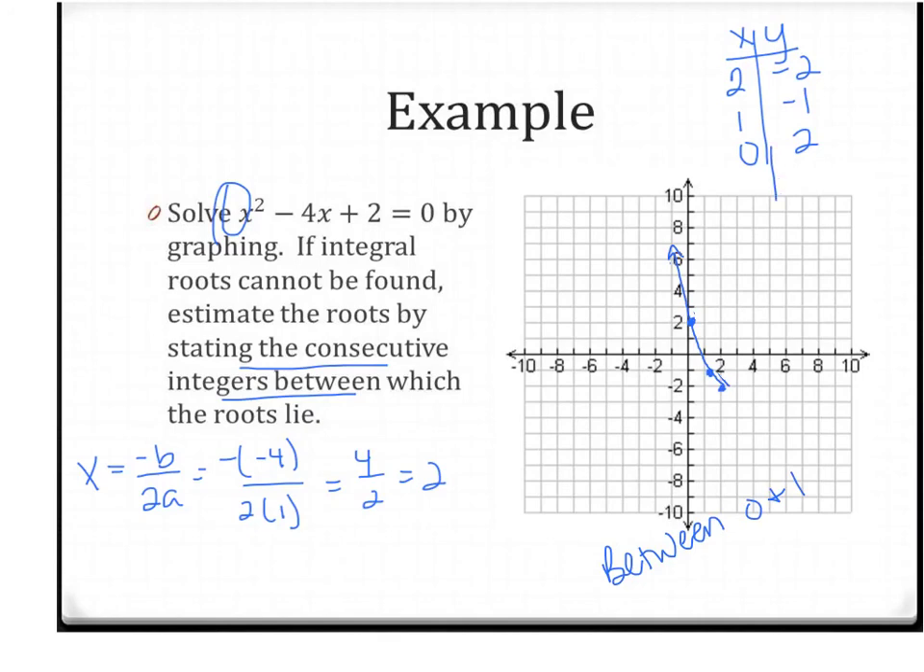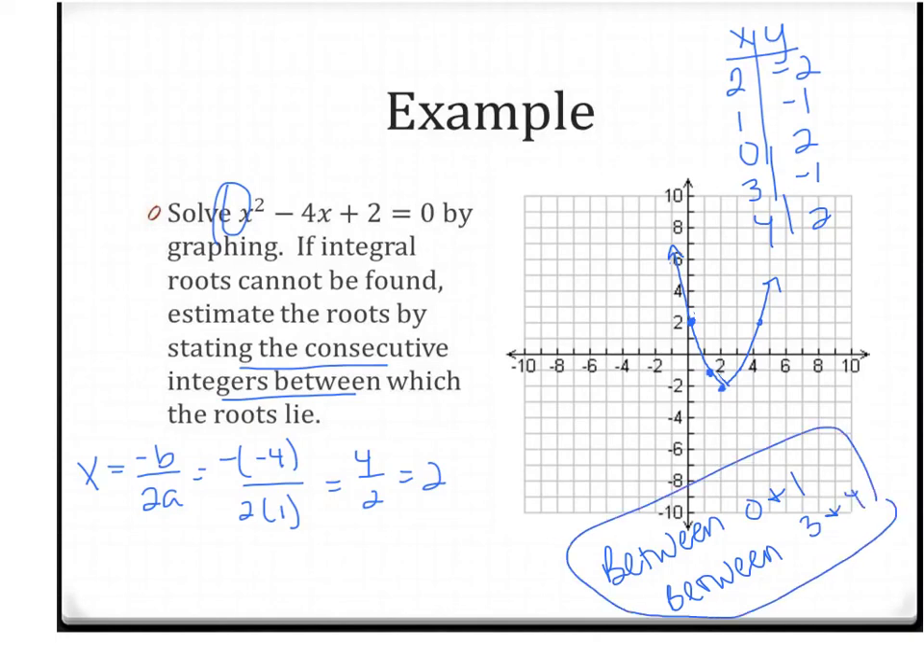But we need to do the same thing on the other side, so let's look at 3 and 4. At 3 it's at -1, and at 4 it's at 2. And so the same thing happened over here: it's between 3 and 4. So if you get one that doesn't have whole number roots, do not try to guess it. Just state the consecutive integers that it's between. So, 1 and 2 are consecutive integers. What is it between?